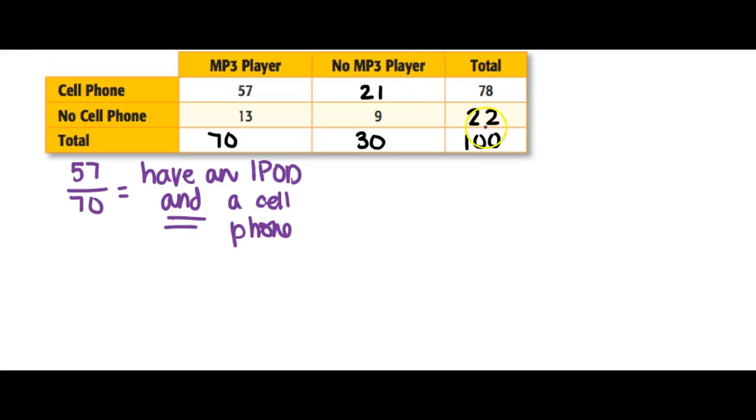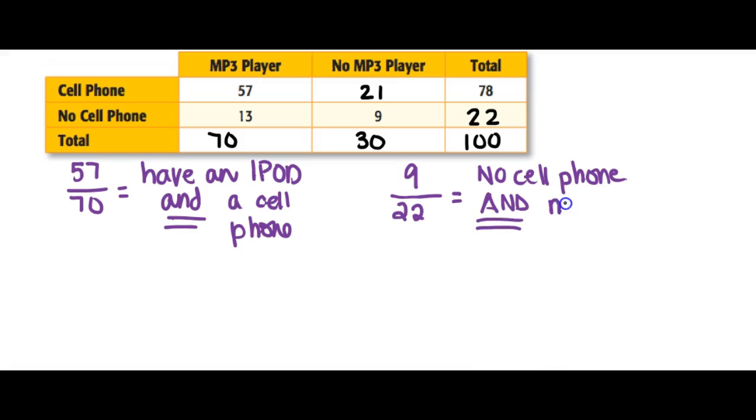Okay, so another example would be, and in this particular case, we happen to use a column. Another example would be, okay, out of the people who don't have cell phones. So how many people don't have a cell phone? Well, that's going to be 22 total. Out of the people who do not have a cell phone, 9 do not have an MP3 player or an iPod. So we start with the no cell phone people, and that's that denominator, and no iPod.